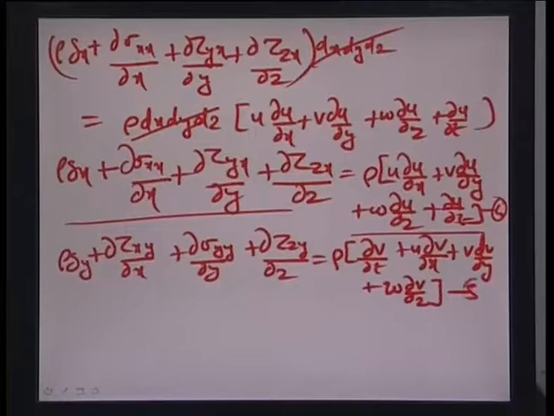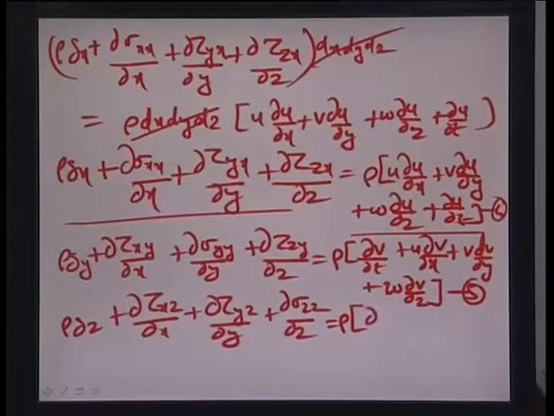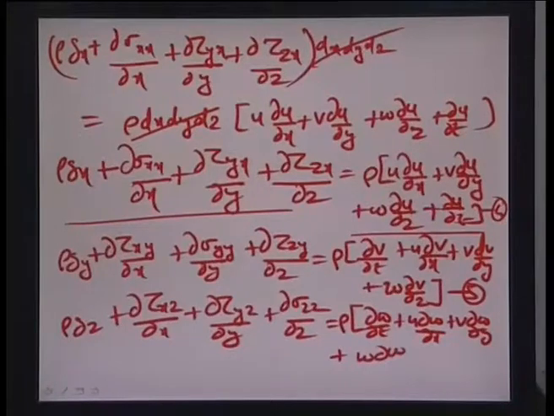This is equation 5. Similarly, in the z direction we have an identical result where rho gz plus del tau xz by del x plus del tau yz by del y plus del sigma zz by del z is nothing but rho times del w by del t plus u del w by del x plus v del w by del y plus w del w by del z respectively. So this is equation 6.